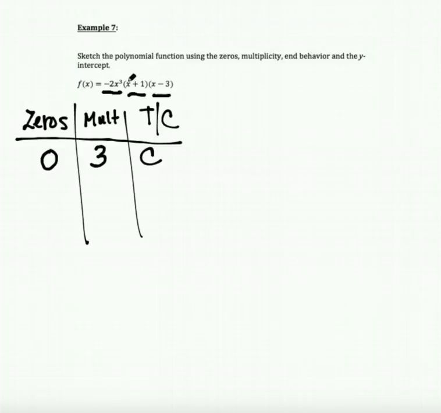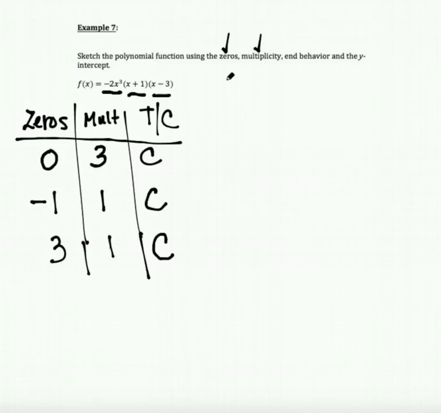My next 0 deals with this factor x plus 1. When I set that equal to 0, that's going to give me negative 1. The power associated with that is 1, so the multiplicity is 1. And again, since it's odd, it's going to cross the x-axis. And the very last one, x minus 3, that gives me a 0 of 3. Again, the multiplicity is 1. It's odd, so it's again going to cross the x-axis at that value. Okay, so we've taken care of zeros and multiplicity. Now let's talk about end behavior.